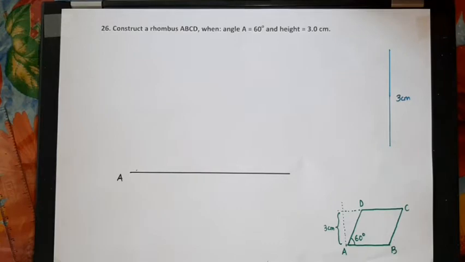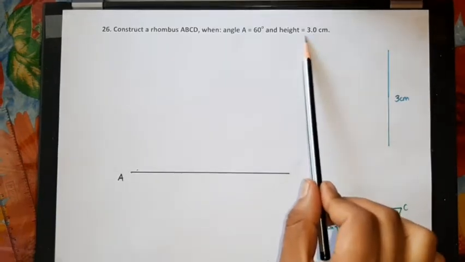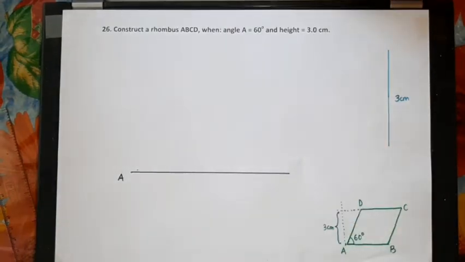Okay, let's have a look at the next construction on rhombus. Construct a rhombus ABCD where angle A is 60-degree and height is given to be 3.0 centimeter, that is 3 centimeter. So this is a rhombus. A is given as 60-degree, and the height, from here to here, or from outside if I show from here to here, is going to be 3 centimeter. Now in a rhombus we know that these two will be parallel and these two will be parallel.